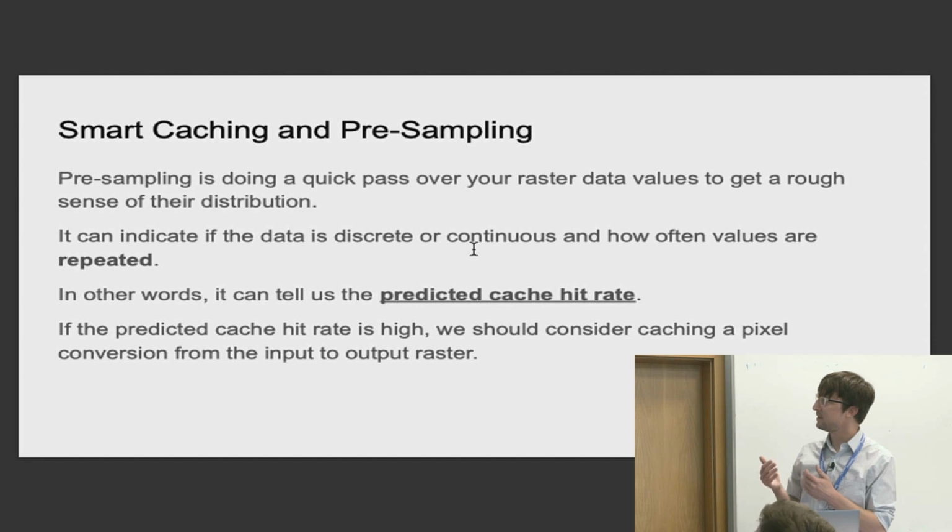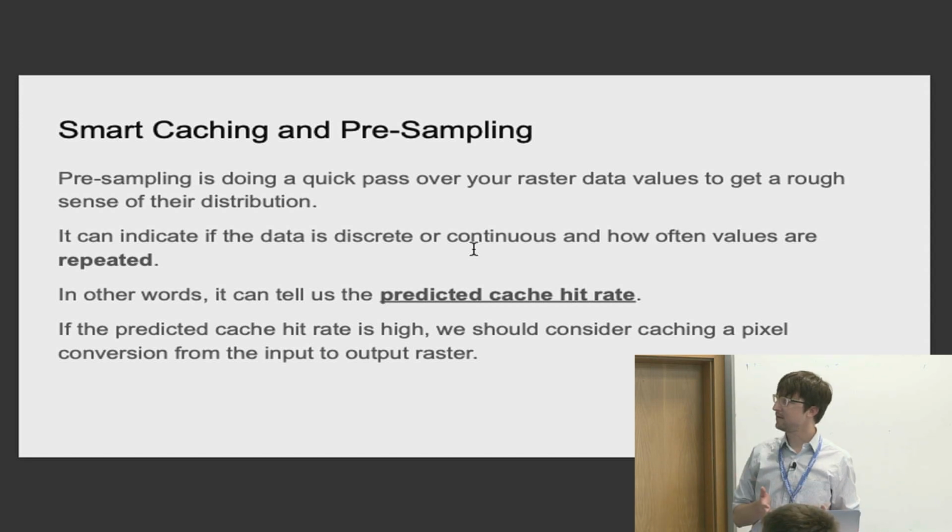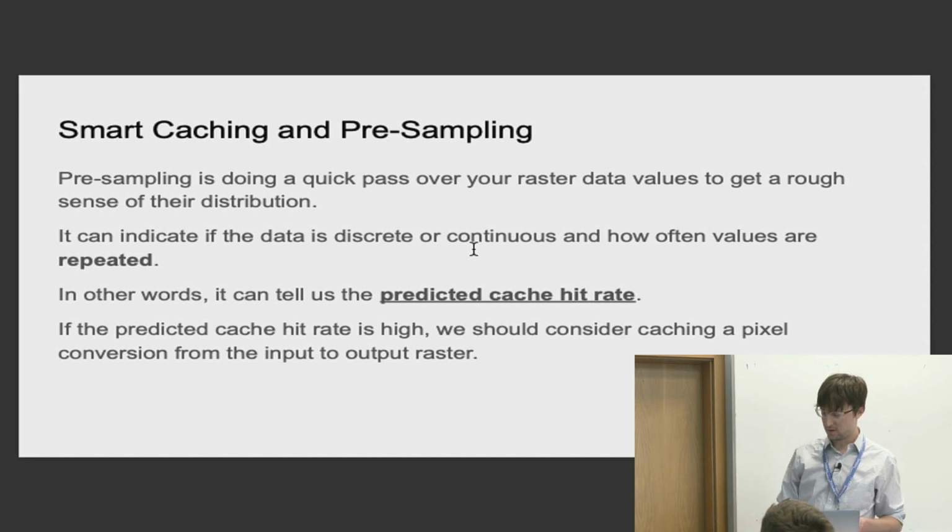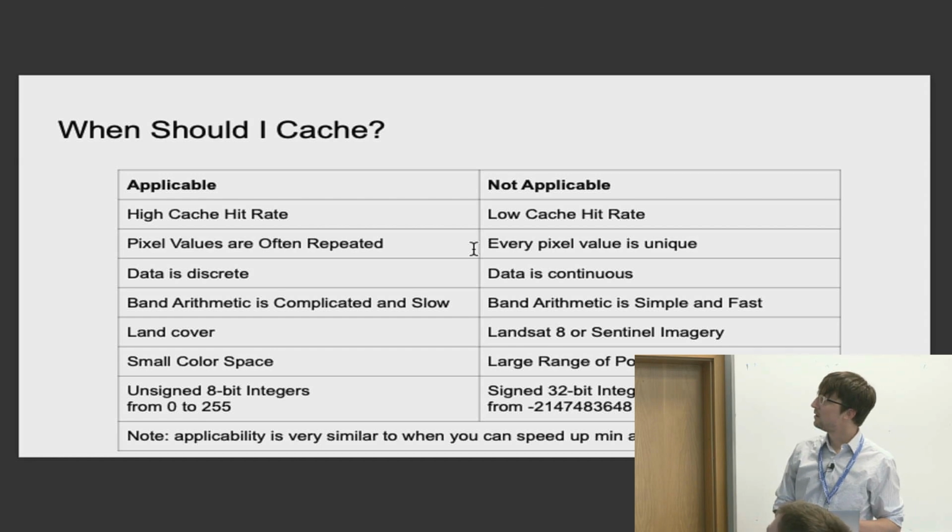So smart caching and pre-sampling work together. If we pre-sample, we get ideas about the distribution. We can also predict the cache hit rate when we encounter a pixel, and we can just process that value from the input to the output once and save it, so when we encounter it again, it'll be there for us. This is the example of when I take a photo: when should I cache.